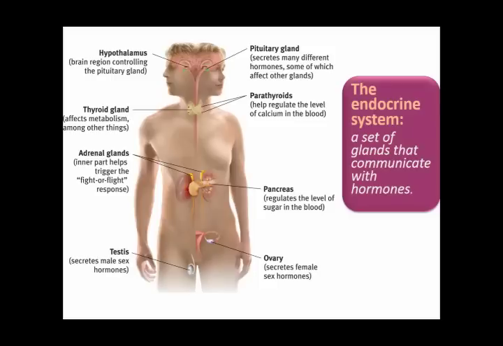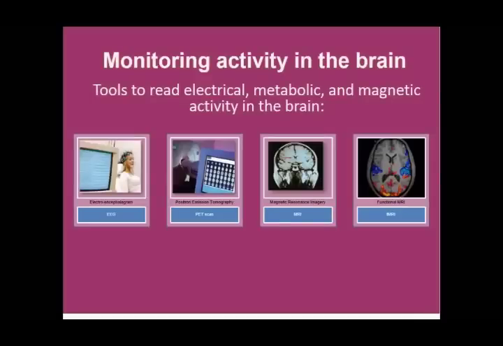And we'll be talking about the role of the ovary and the testes later when we talk about gender and sexuality. So we'll hit those later. Okay, so let's go ahead and stop here, and we'll pick up in the next segment talking about how we monitor activity in the brain.